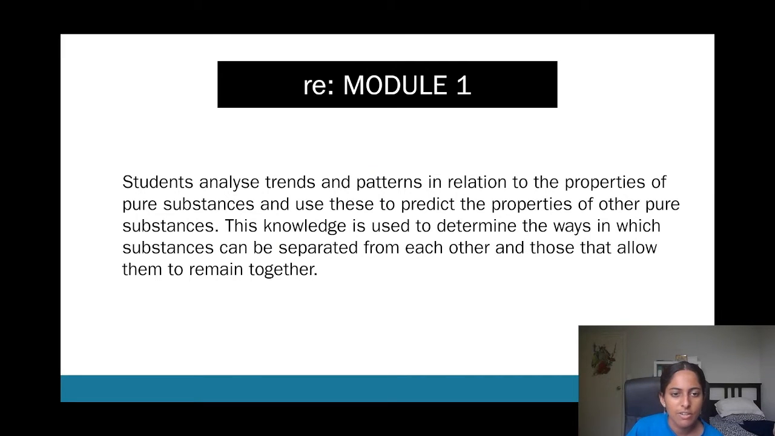In terms of module one, the main things are looking at what matter is, what it looks like, how substances can be separated, or how they stay together. That's in terms of bonding. You also look at how the periodic table is structured and the trends and patterns that come with it. So that's really what module one is.